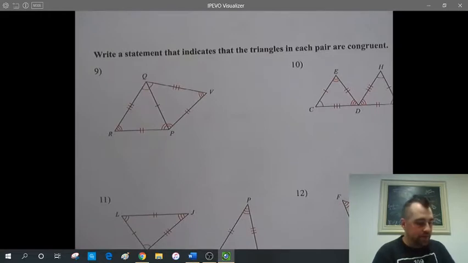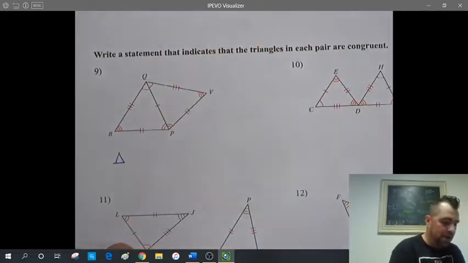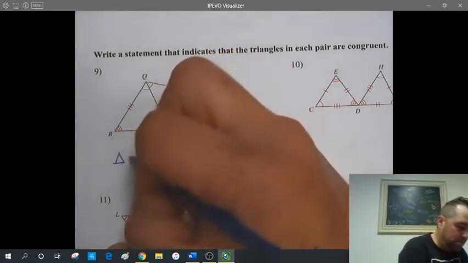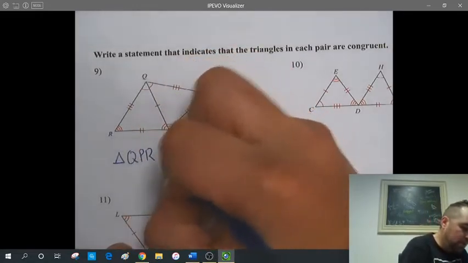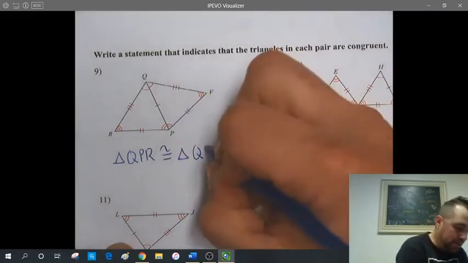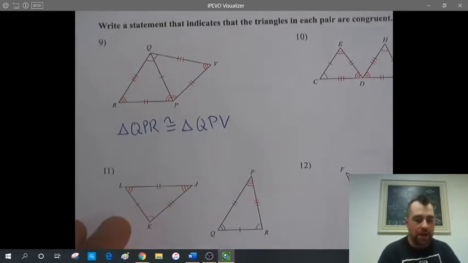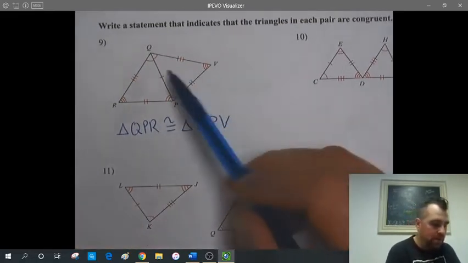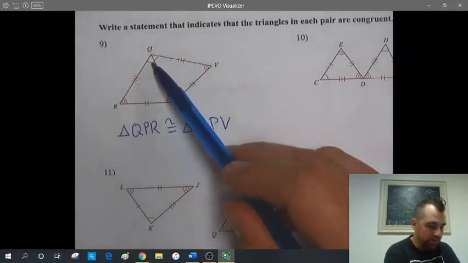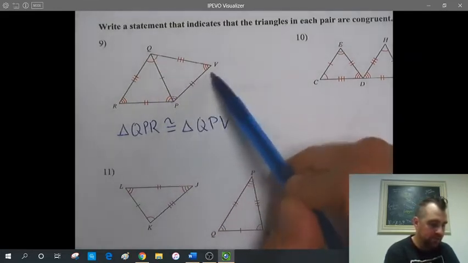Okay, and then down for 9 through 12, now you're practicing writing the congruent statement based on the way that the triangles are marked. So this first one, I can say triangle QPR would be congruent to triangle. Q got the single from that one, and then down to P again, and then over to V. Okay, and again, I'm just using the order that the angles were marked with. Single to double to triple, single, double, triple, and then over here, same thing.